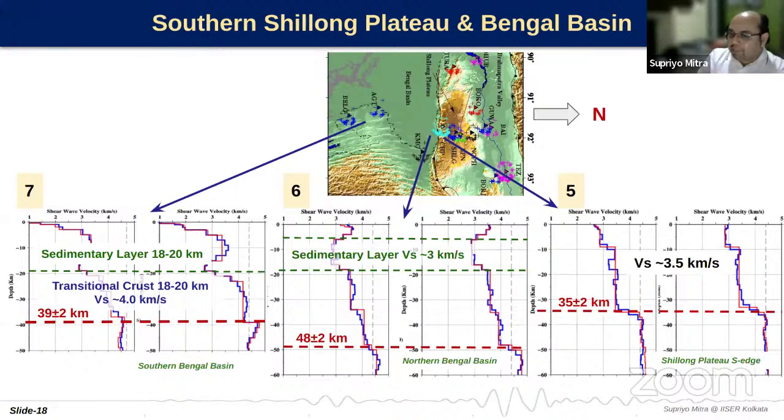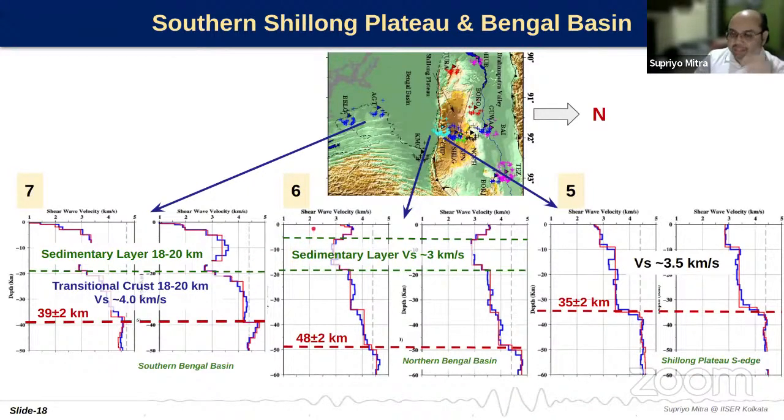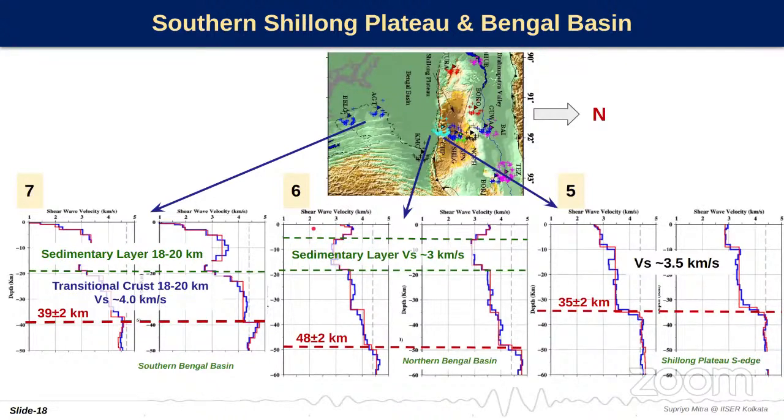So what I think is happening, which I'll tell you in a bit, is that the Shillong Plateau crust is down faulted and then it thins out as you go further to the south. Okay, yeah, but I'll show you some more examples. We have more stations from which we have seen this transition. Yes. Okay, thank you.